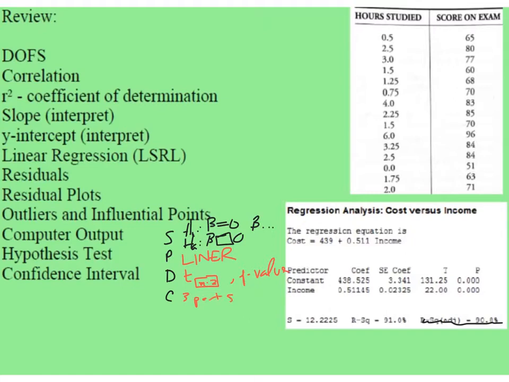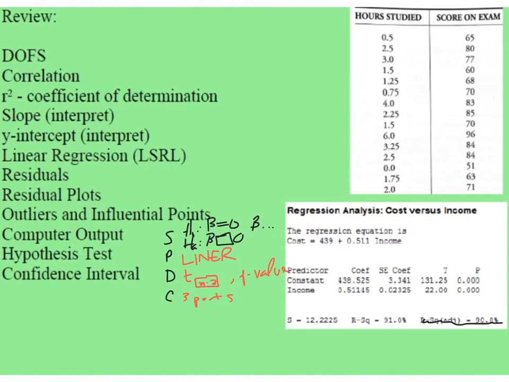What are you doing with the null? Reject or fail to reject? Why did you do that in terms of the p-value? And then what does that mean? If you reject the null, you're saying you have evidence of the linear relationship. And, depending on what this was, it might be I have evidence of a positive linear relationship or negative. And then, those are your 3 parts, okay?